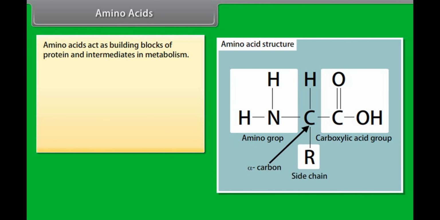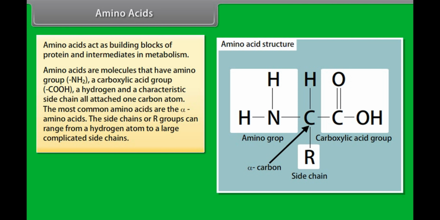Amino acids. Amino acids act as building blocks of protein and intermediates in metabolism. Amino acids are molecules that have an amino group, a carboxylic acid group, a hydrogen, and a characteristic side chain all attached to one carbon atom. The most common amino acids are the alpha amino acids. The side chains or R groups can range from a hydrogen atom to large complicated side chains.